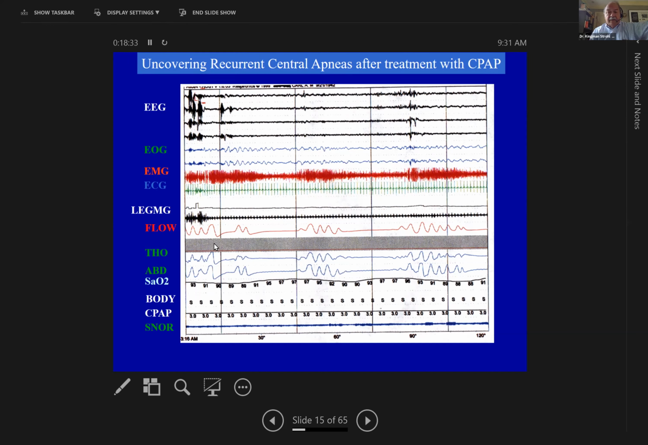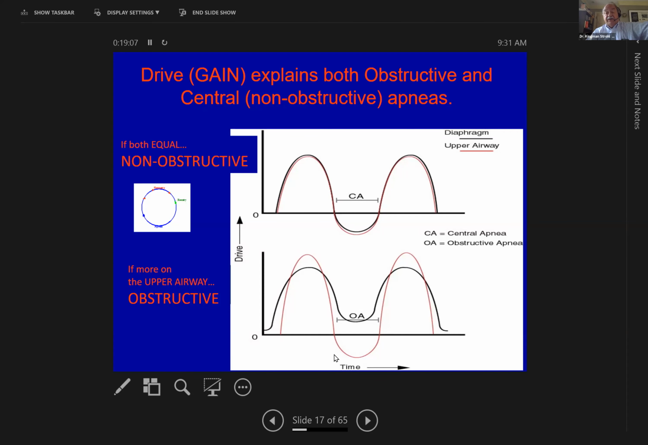So the loop gain is what people get all crazy about. I don't like to call it loop gain, I just call it gain. And it's the idea that this gain explains both obstructive and central apneas. If everything falls below the threshold and the airway is normal, you'll have a central apnea. If, though, the drive and the abnormal airway is there in the upper airway, you'll get drive that still occurs in the chest wall muscles, but it'll go below this threshold for carrying air in the upper airway.